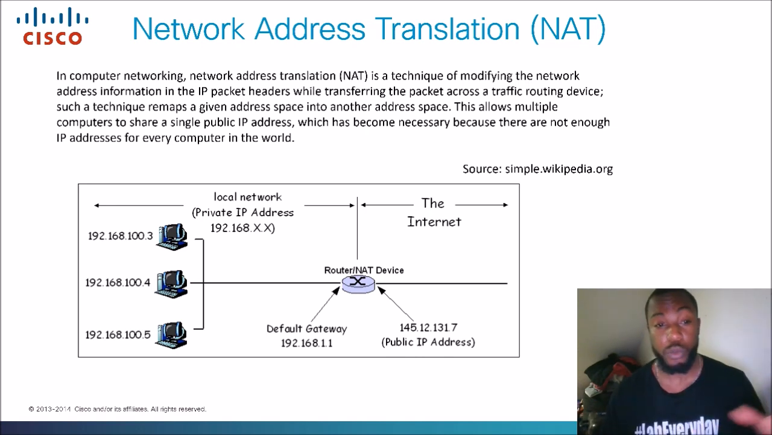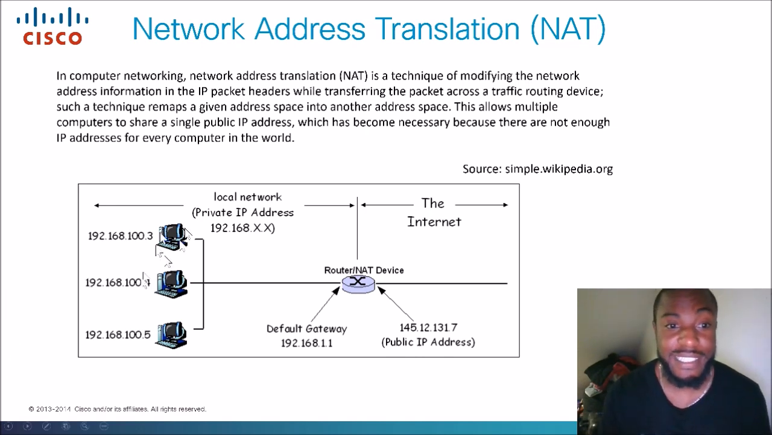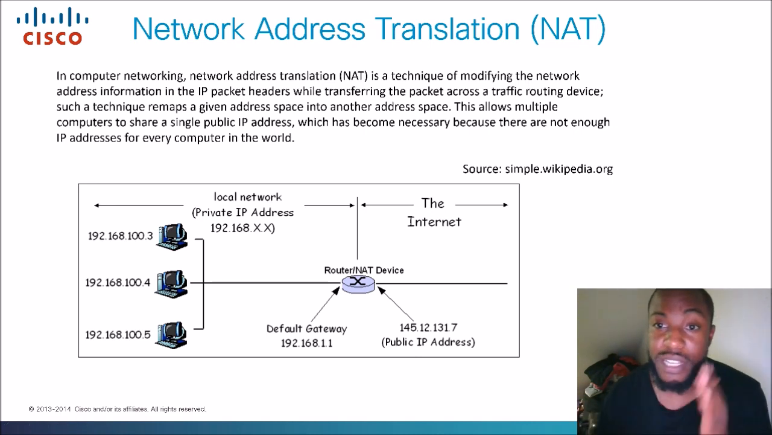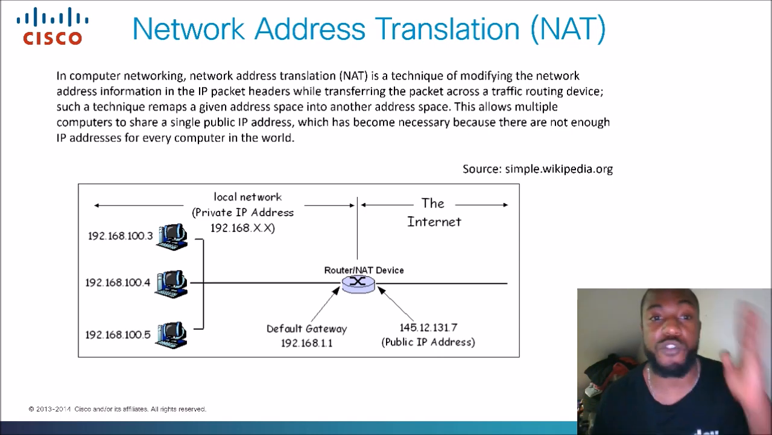Remember what I was talking about? We have a whole bunch of people on the inside of our network. When they go out to the internet, they're going to be using just one IP address, even though they individually have their own IP. How do we do this? Because we have private versus public IP, right? Which has become necessary because there are not enough IP addresses for every computer in the world.